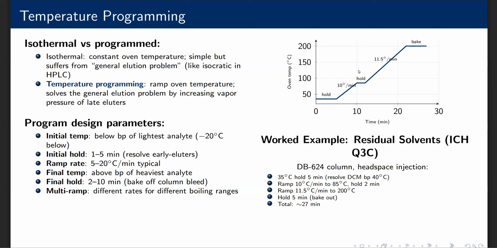Faster ramps give shorter run times but reduced resolution. Slower ramps give better separation but longer runs. A typical starting ramp rate is 10 degrees per minute.